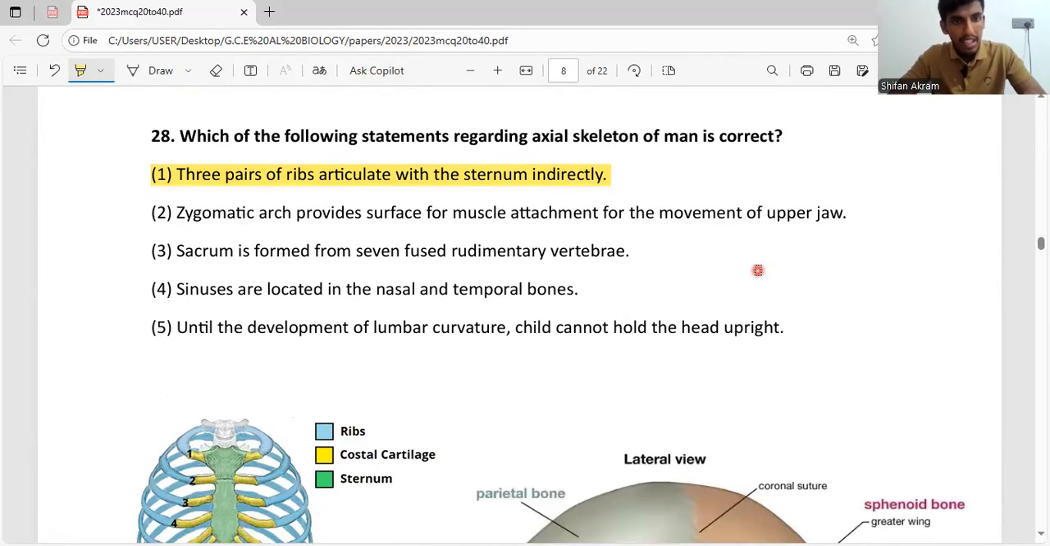Okay. Final statement: until the development of the lumbar curvature, a child cannot hold the head upright. Holding of the child's head is by the cervical curvature, not by the lumbar curvature. Again, that statement is also wrong.